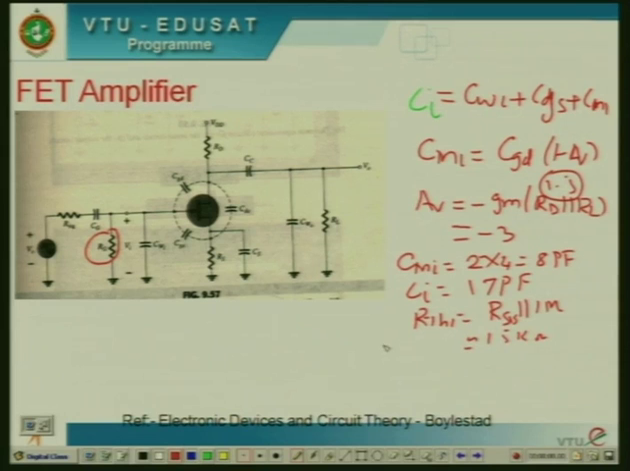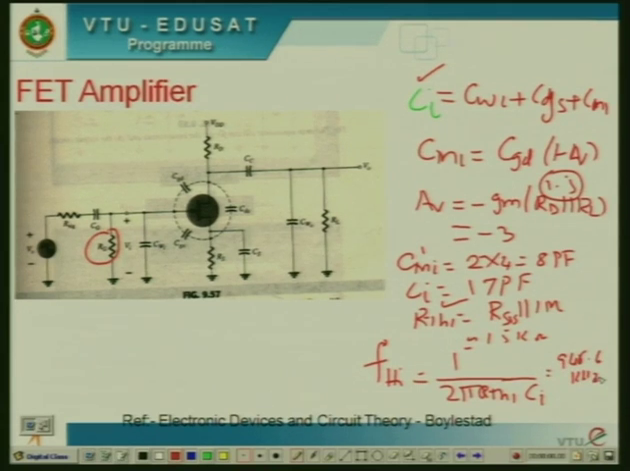Then FHI, substituting Ci and RTHI into this expression, FHI is given by 1 divided by 2 pi RTHI into Ci. Substituting 1.5 kilo ohms and 17 picofarad, FHI is approximately equal to 945.6 kilohertz.